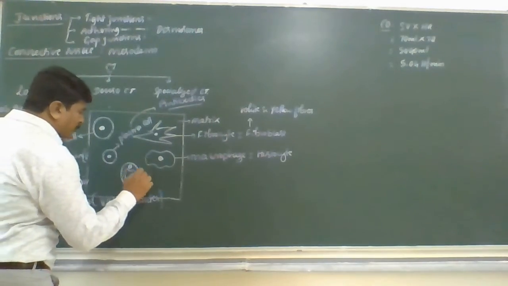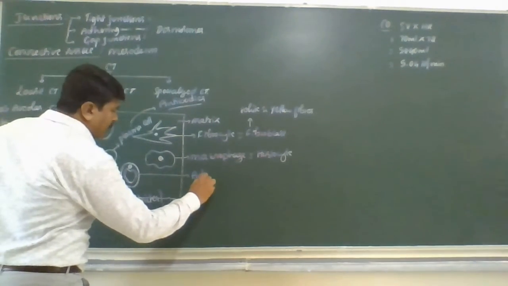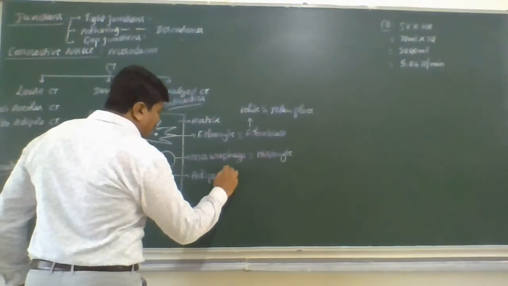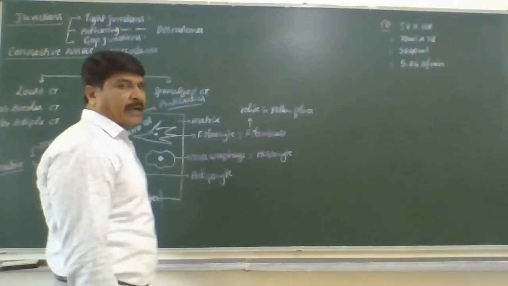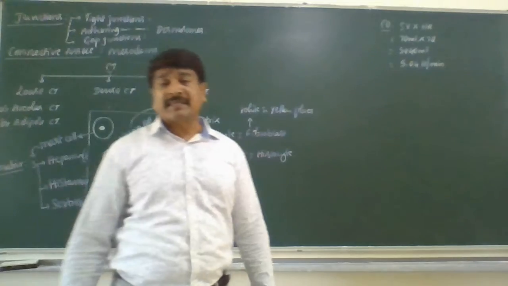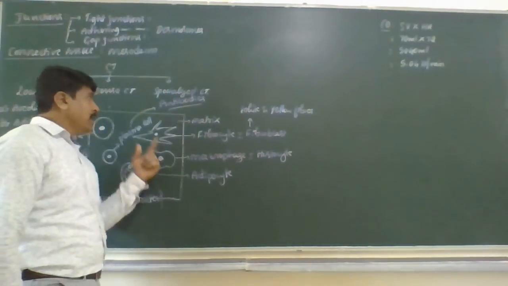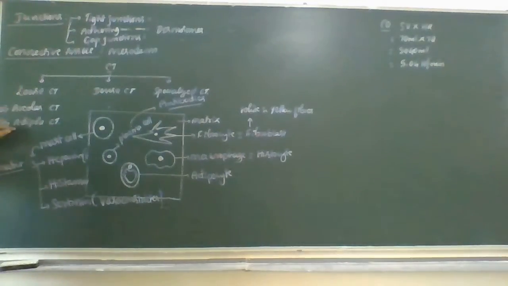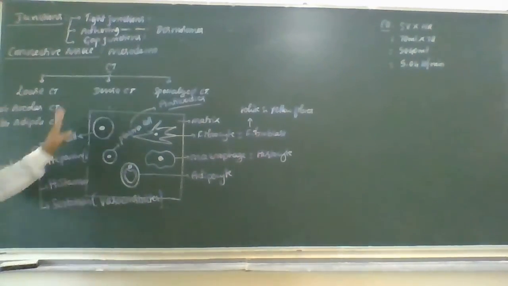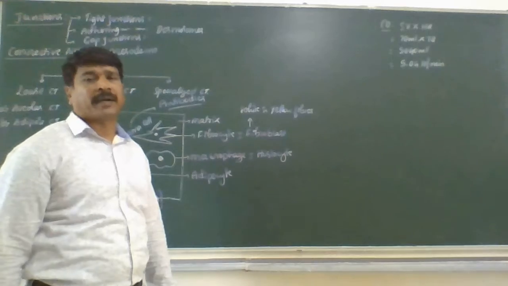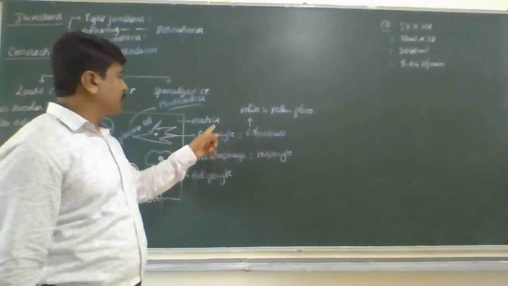The last one is the adipocytes. This is called adipocyte. The fat storing cells are called adipocytes. I think it is very clear. The details I am going to explain in adipose connective tissue. So these are the 5 types of cells present in the matrix of the areolar connective tissue.